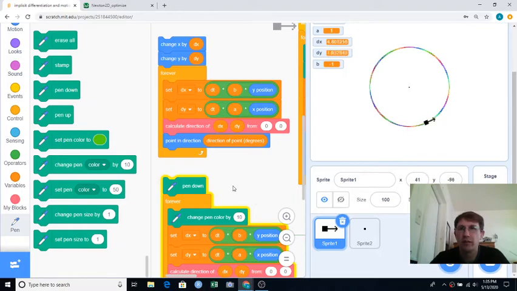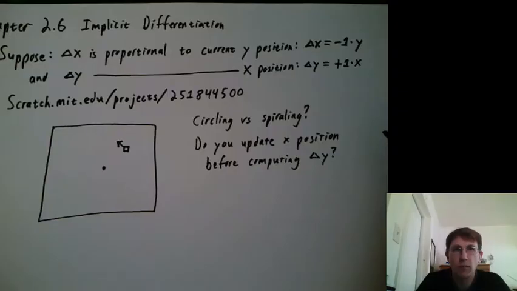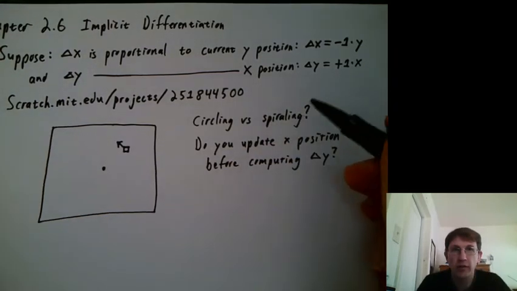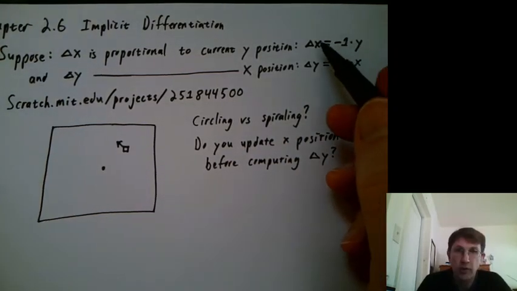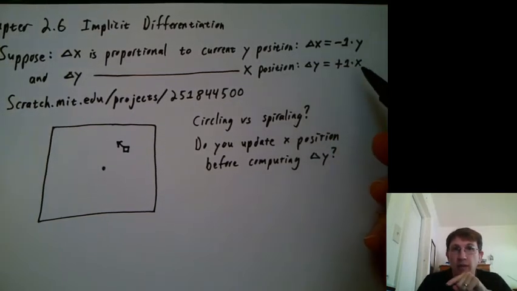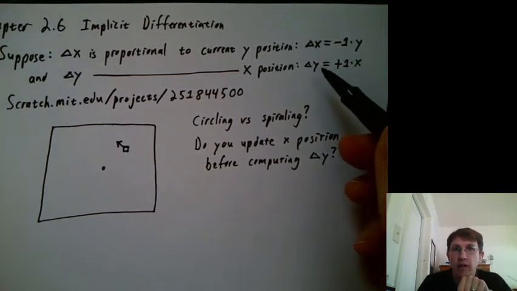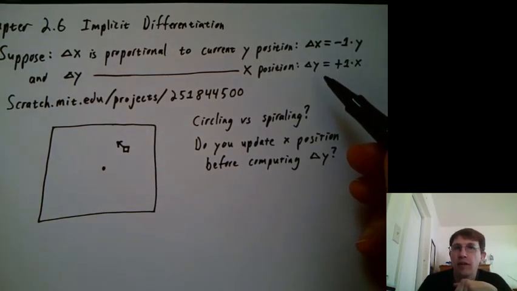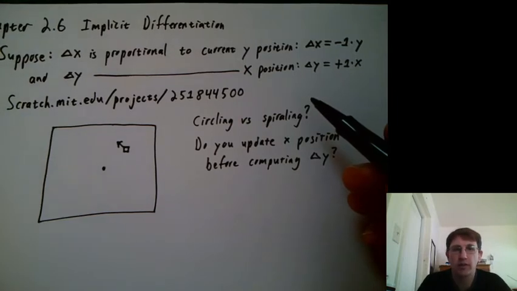So it turns out the difference is, and let's switch back to the paper, the difference for circling versus spiraling. Here you can compute delta x, and then you could use that to update x. And then with your updated x, do you use that to compute delta y? Or do you compute delta x and delta y first, then update x, and then update y? And that makes a difference between circling and spiraling.